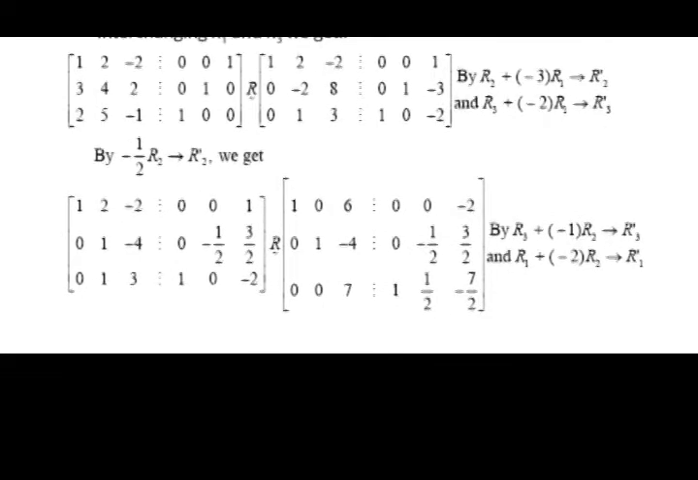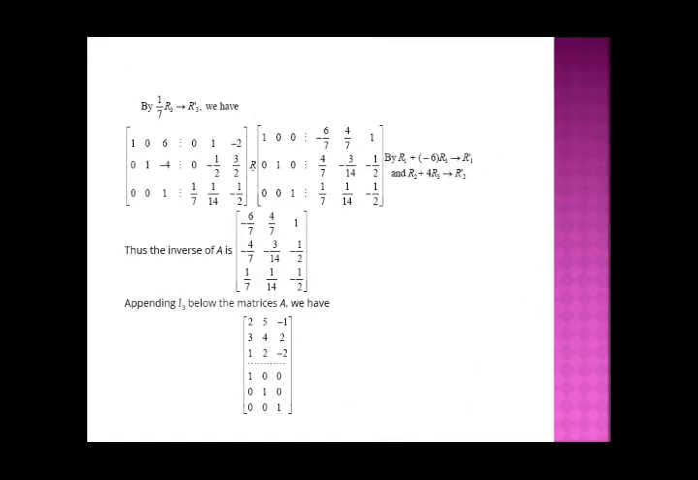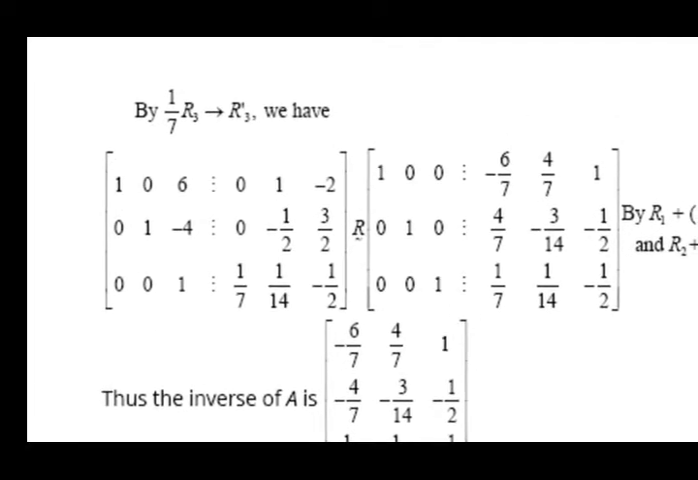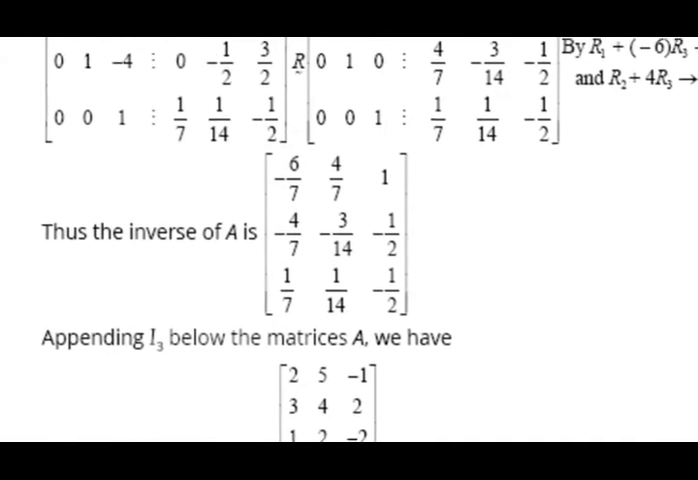Always try to do it in the same method. Here we have 7, and we first divide by 7. Now we divide R3 by 7. Now we get 1 there, and we make the above values 6 and -4 equal to 0. We multiply R3 by -6 and add in R1, and multiply R3 by 4 and add in R2 to make them 0. Here we can see the first 9 values are equal to the identity, and the next 9 values are the inverse of A. This is called the row method.